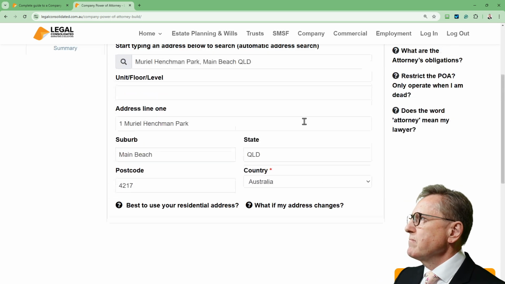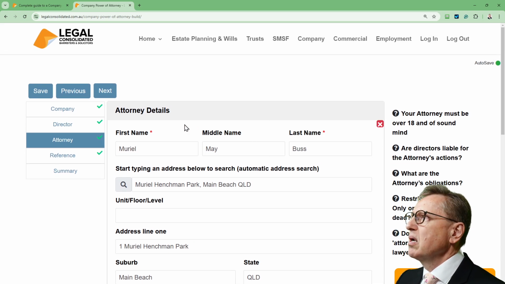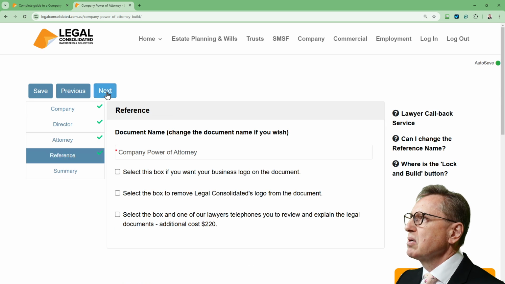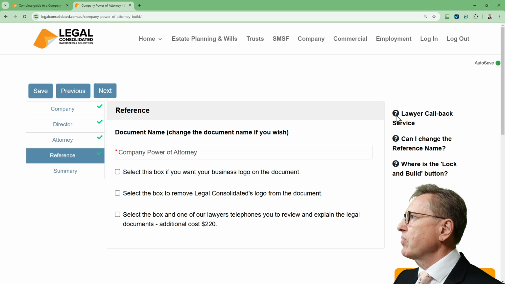I'm looking pretty good here. I've got everything I need. I'm going to press next. Still no lock and build, but I've got green ticks, so I'm pretty happy with that.